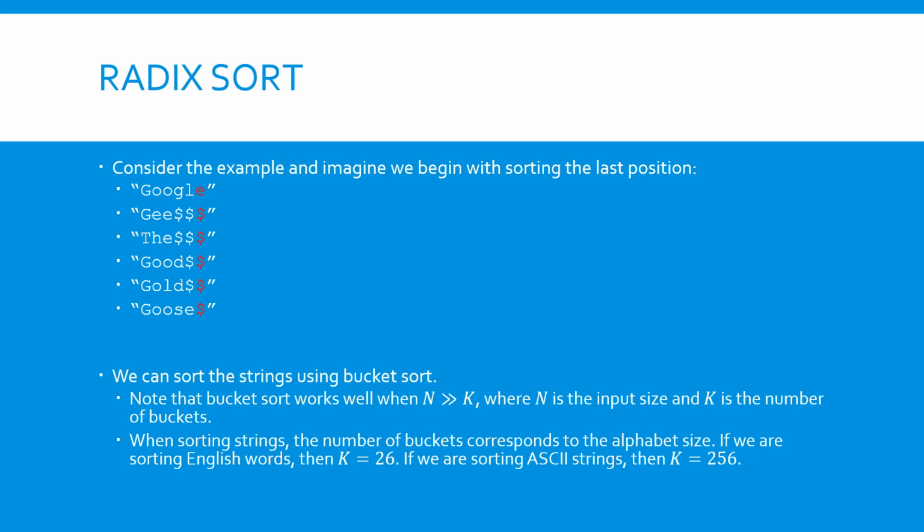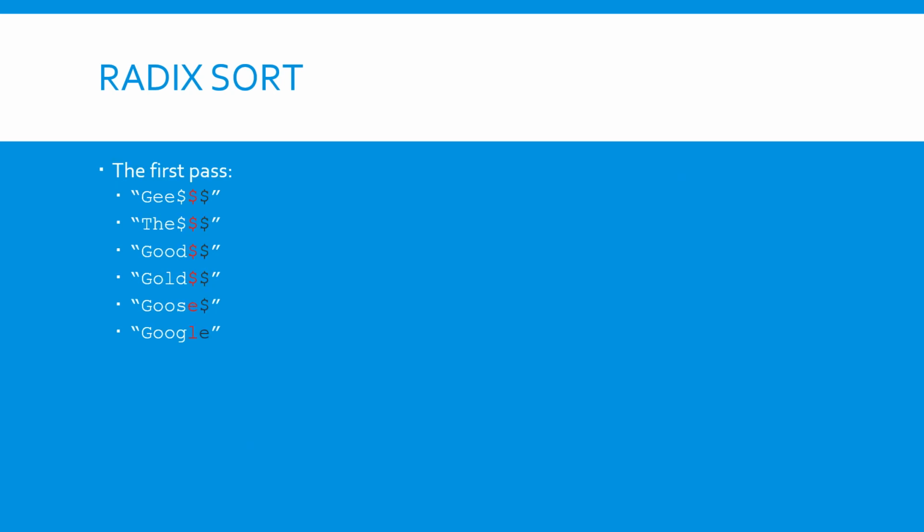For example, when we are sorting English strings, the alphabet size will be 26, and when we are sorting ASCII strings, the alphabet size will be 256. In this case, we will have the number of buckets k as a constant, and the bucket sort algorithm will run very efficiently.